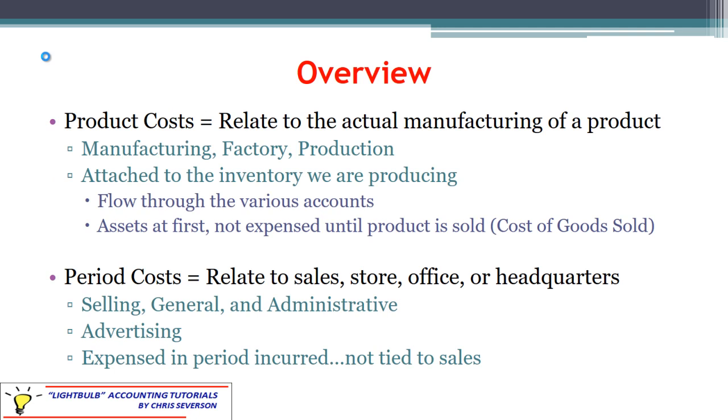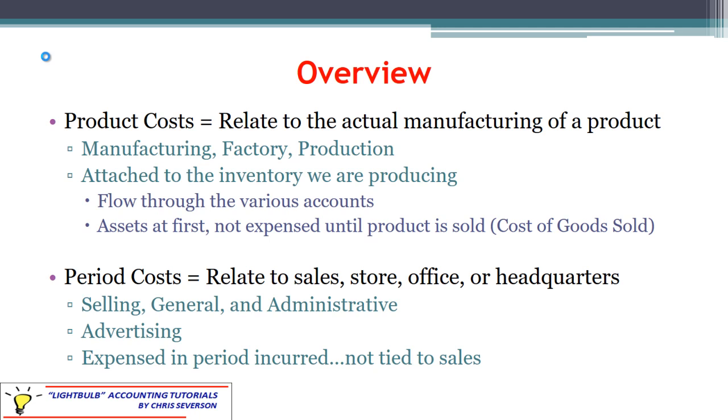So here, product costs. When we think of a product cost, as the name implies, it's the cost related to the actual manufacturing of a product. So it goes into that product. This is time spent on that product. This is material that goes into that product. Any machine work that goes into that product. It's directly related to that product or production in general. So we refer to this as manufacturing, factory, or production. Anytime you see those particular terms, we're generally talking about product costs.